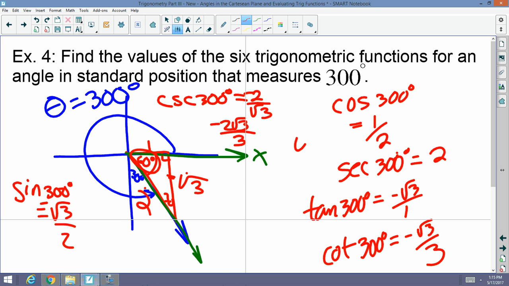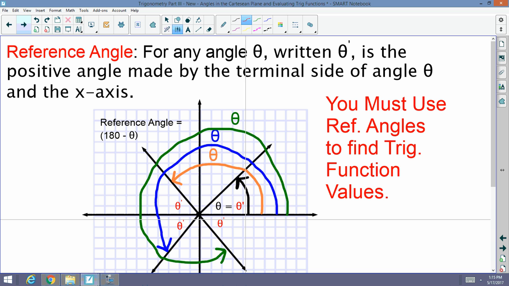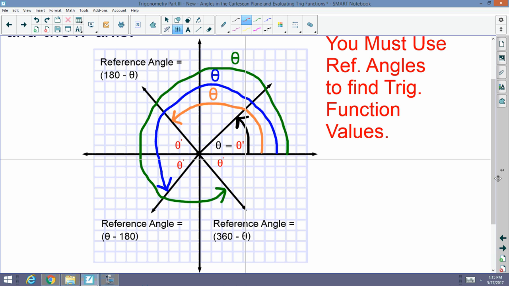Why? Because that's the way it goes. We got to talk about reference angles. For any angle theta, written theta prime, or sometimes alpha, the reference angle is the positive angle made by the terminal side of an angle and the x-axis. Guys, I need you to really pay attention to this, because this is going to get real.